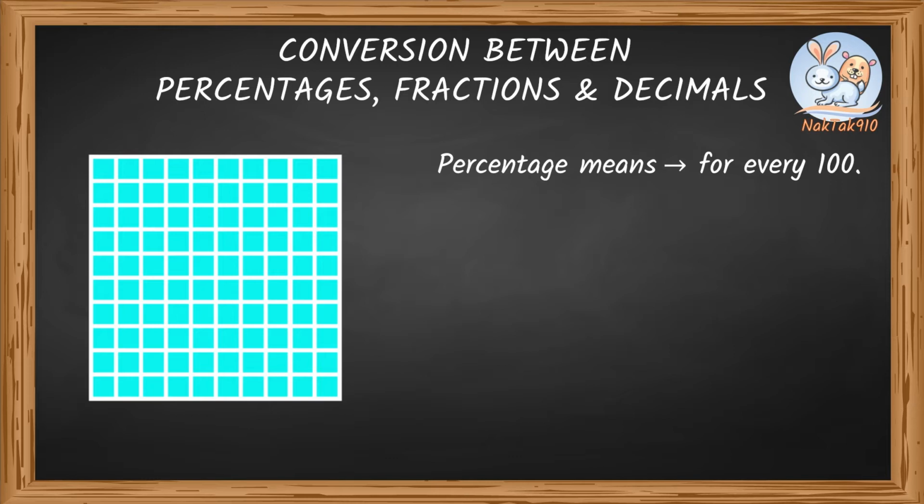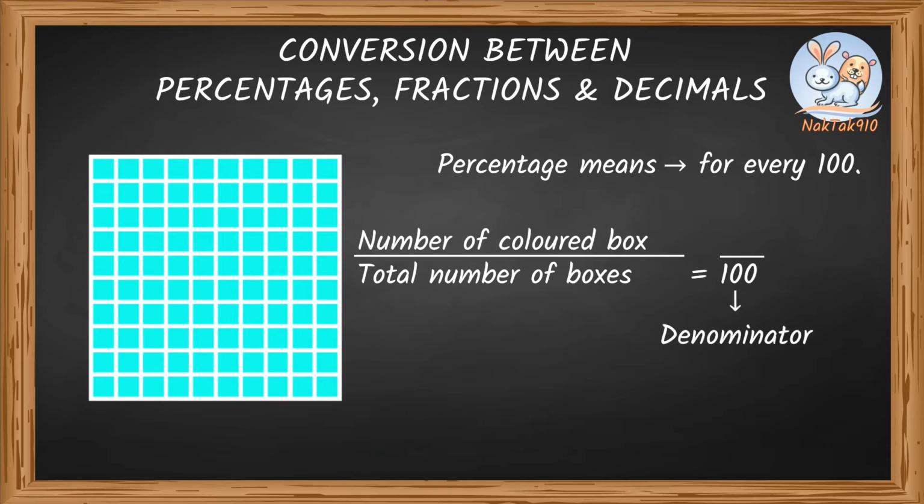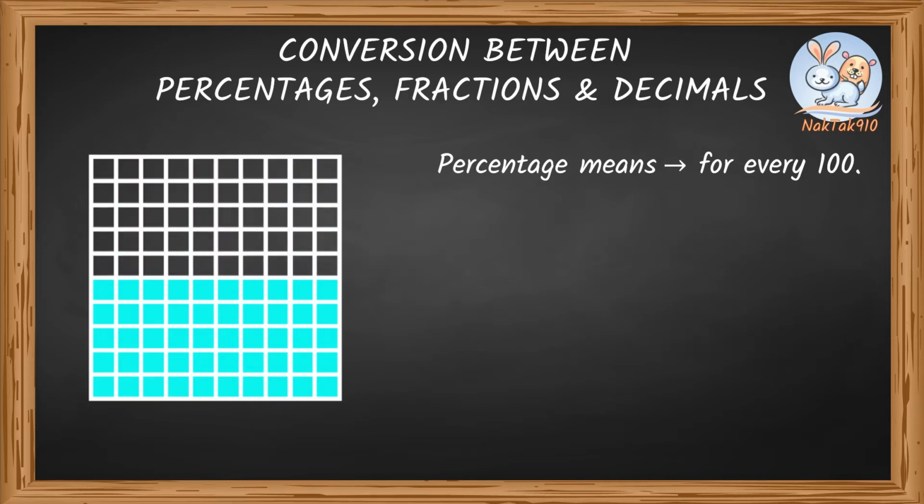To put this in a fraction form, total number of boxes, that's 100, and that's our denominator. Number of colored boxes, that's 100 again. So the fraction goes 100 by 100, which is 100%. Because the denominator is 100, numerator is our percentage. In this case, 100%. Let's look at 50%.